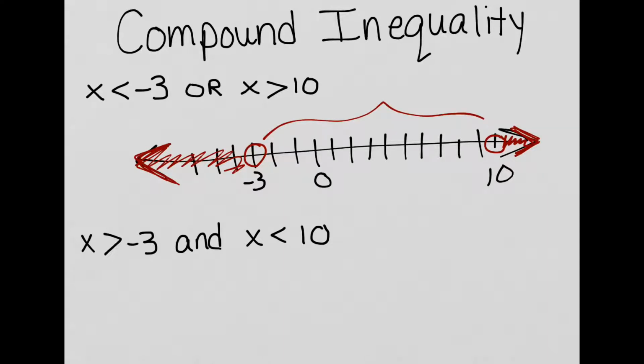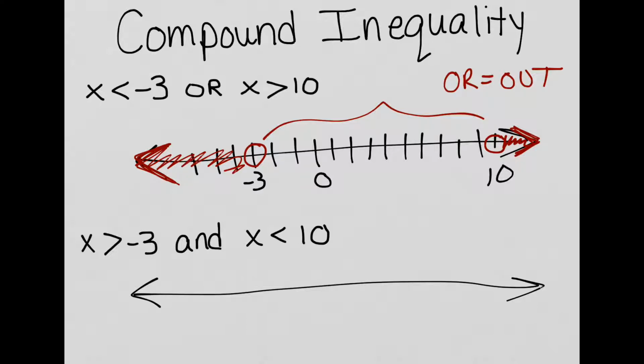It's only the stuff on the outside, or usually goes out. So all the ones that we're going to do with or will go out. Okay, so then if we're going to graph this other compound inequality, the thing with the and has to both be true at the same time.